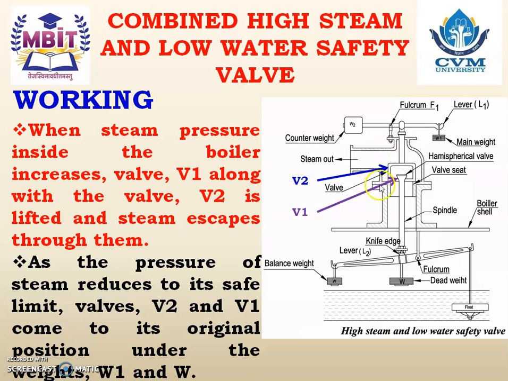And as both the valves are lifted, steam can escape from here, and it will reduce the pressure of steam. Now as the pressure of steam reduces to its safe value, valves V2 and V1 come to their original position under the weights W1 and W. So under the weight W1 here and W, valves V2 and V1 will take their original position. So that is how valve V2 is operated to control the high steam pressure.